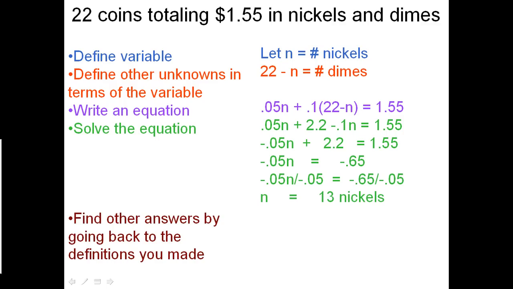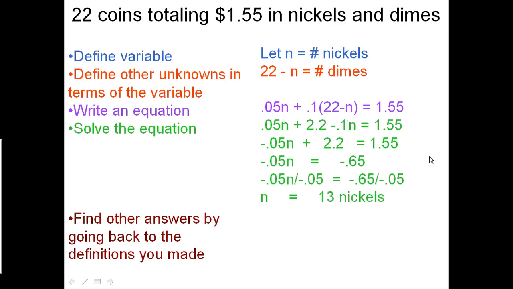And I do that, and I get n is equal to 13. It's 13 nickels, I know. Now I'm going to go back to my definition here for dimes. I got my number of nickels already. I'm going to figure out the number of dimes, and so I'm going to go 22 minus n.